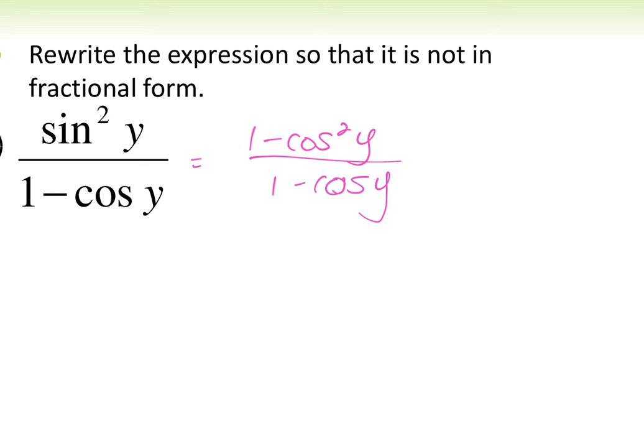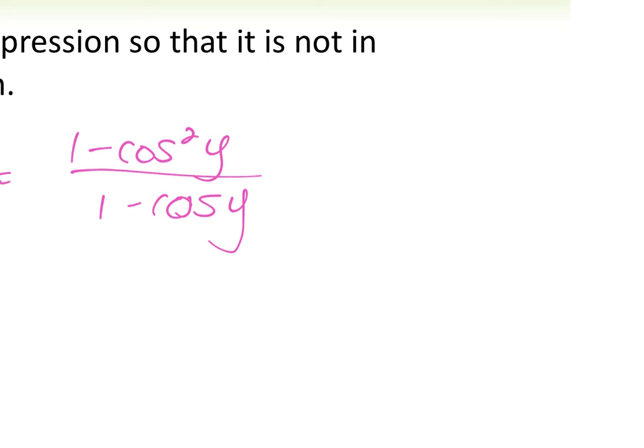You can only take it out if it's on both terms. Well, why can't you cancel? Because that's like saying, can you do 1 minus x squared over 1 minus x? Can I just cancel that? No, you can't cancel part of a sum or difference.